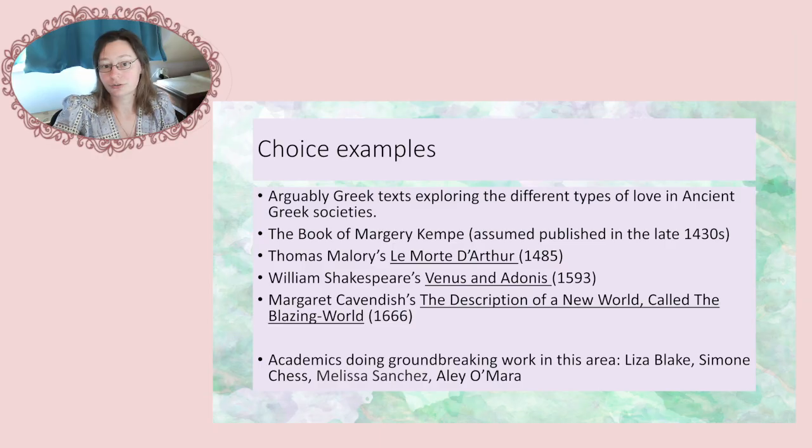So if you want to read more about pre-modern literature in this case, you should look up the work by Eliza Blake, Simone Chess, Melissa Sanchez, Ali O'Mara, and the aforementioned Megan Arkenberg. I don't know how much Megan Arkenberg is doing in Aspec spaces, but that one is there. These are academics who are very much working in these spaces. And there are many more, but this will give you a starting point.